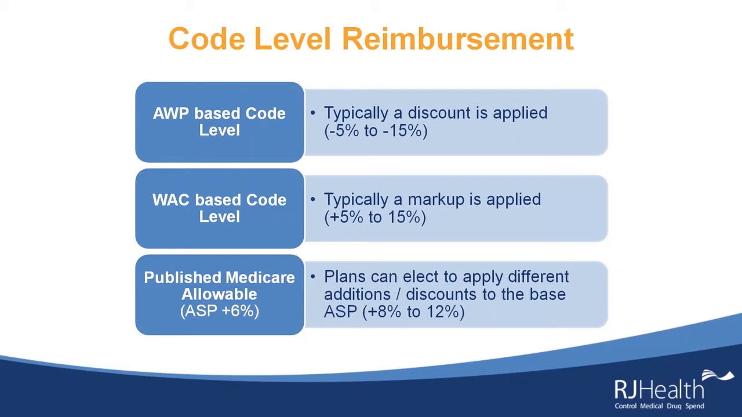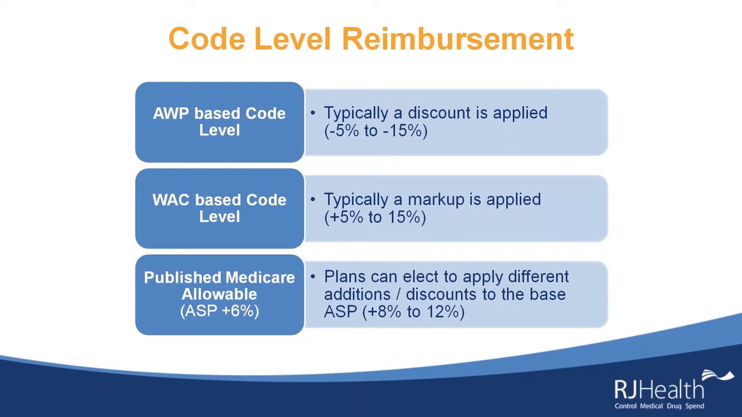The WAC-based code level is, again, generated off of that wholesale acquisition cost price. So now we're talking a little better representation of the actual cost of a drug at first sale. So in this case, if a plan was going to use WAC-based code level reimbursement, they're generally going to apply a markup to that when they actually reimburse the claim. This allows for some profit on the actual provider side since they're purchasing that drug and administering it. So sort of inverse to the AWP. Here we usually see a markup of anywhere from 5 to 15% on those WAC-based prices.